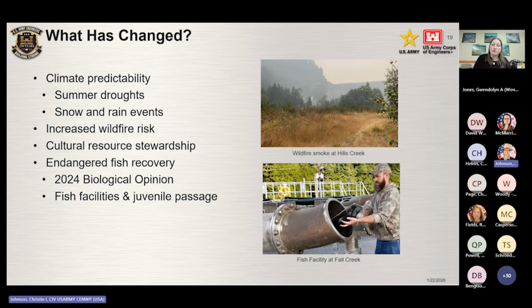When it comes to cultural resource stewardship, we have a better understanding of our trust responsibilities and have increased our partnerships working with the tribes on some of the management objectives in our units. And then, of course, there's all the changes that have come with fish recovery, with the fish passage requirements, and then updates to our fish facilities as well.